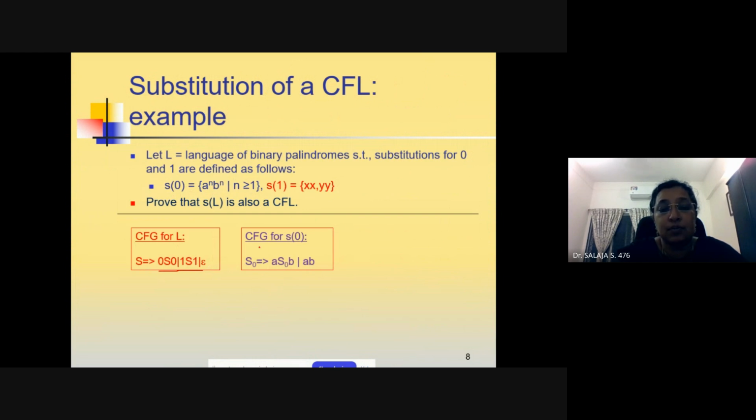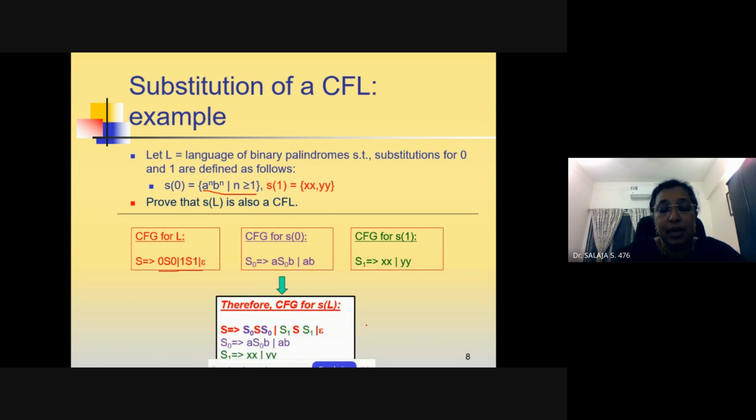The context-free language for S of 0 is aS0b and ab. This is given for this particular thing. And for S1, it is xx or yy. Now, how do I combine it? I combine it in this way. S belongs to S of 0; instead of 0, you substitute S of 0. Instead of 1, you substitute S of 1, because that is how the substitution works. So wherever I have terminal 0, I'll substitute S of 0, the variable. Wherever I have terminal 1, I substitute S of 1, and then define what is S of 0 and what is S of 1.